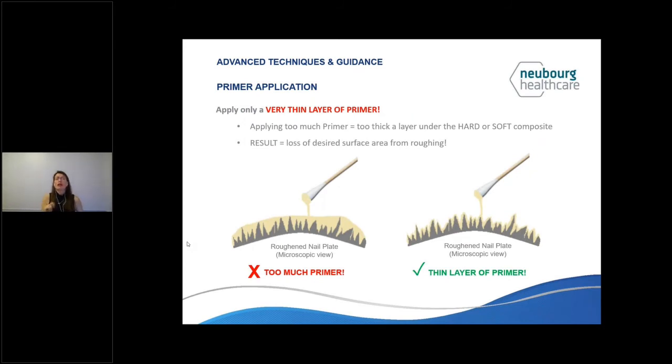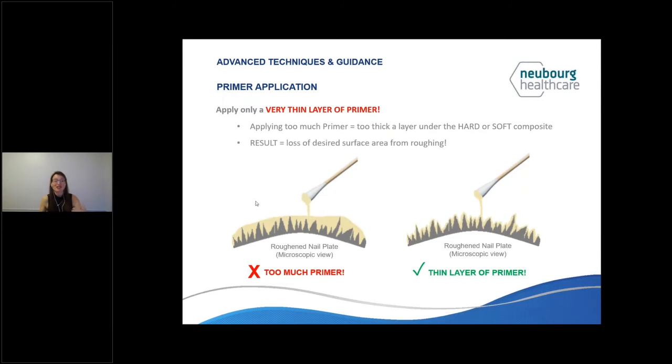Now, primer application. Very important. There's a misconception about how much Onyfix primer to use. It's believed, oh, more primer must be better, it's going to have a better bond, but actually it's not true. It's the opposite of that. The problem is that if you put too much primer on, this is what happens on the left-hand side of the picture.